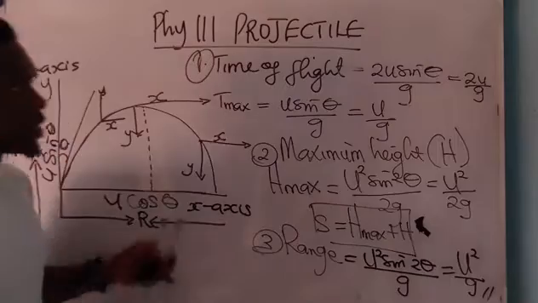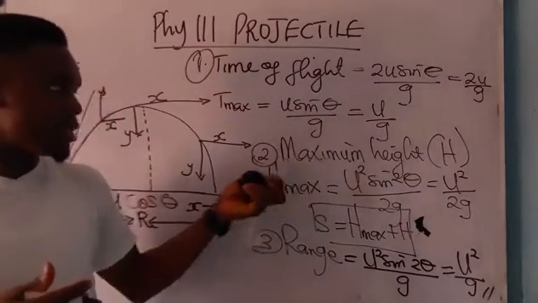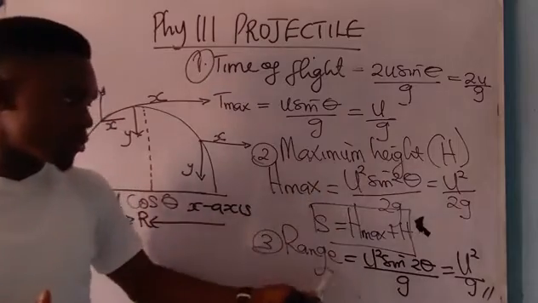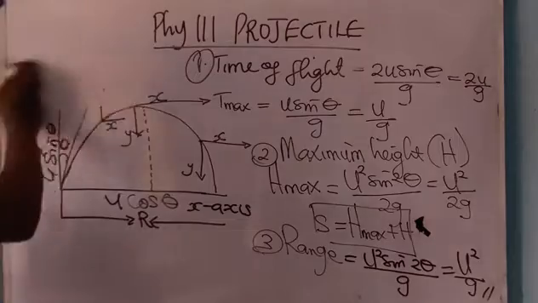Now this is time of flight. This is time to reach the maximum height. This is maximum height. And this is range. Do not forget this formula, okay?